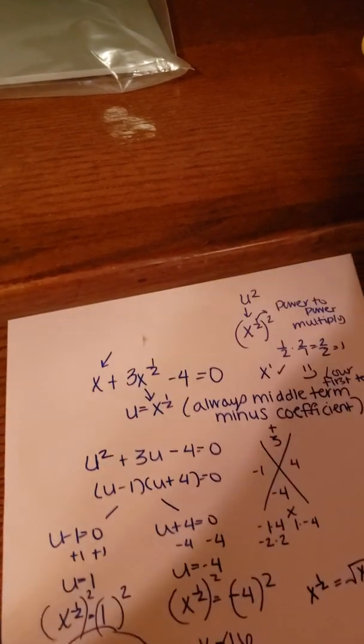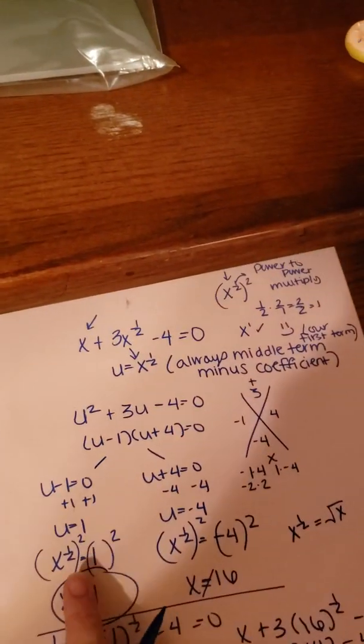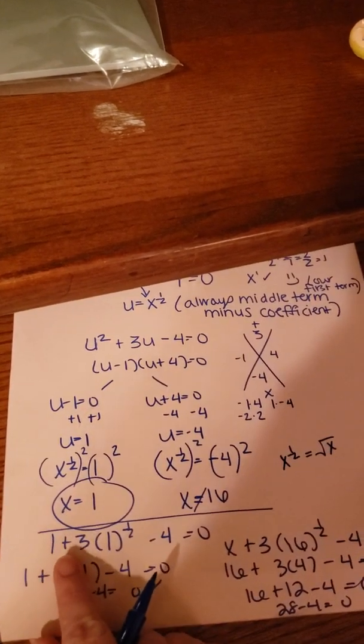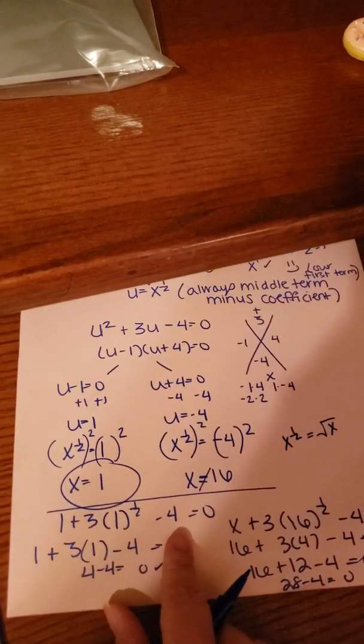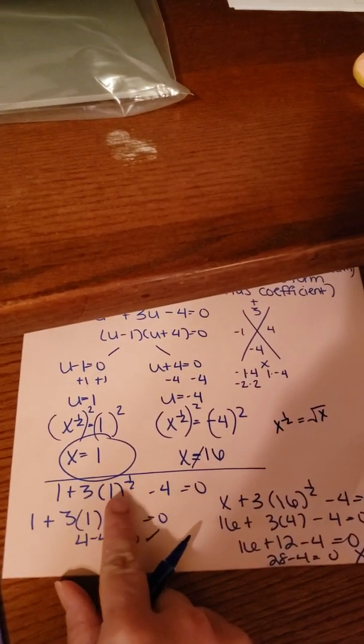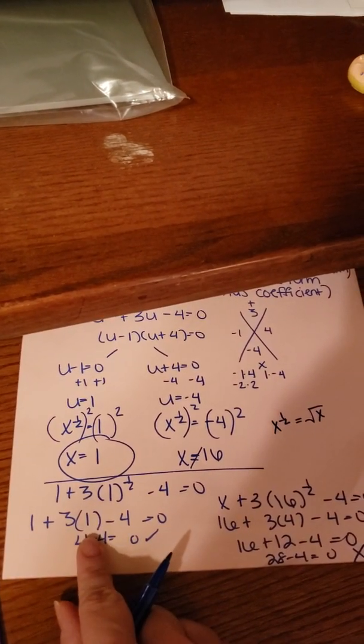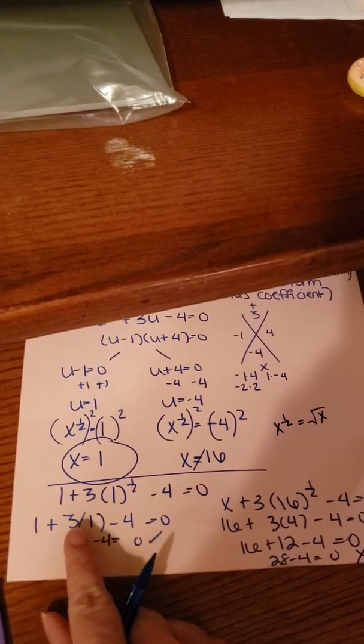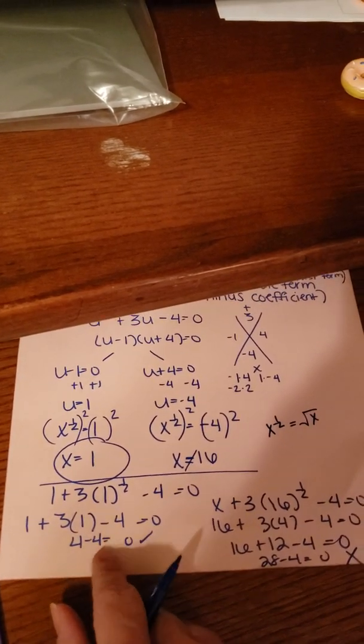So I took my 1 back to the original equation and did x plus 3x to the 1/2 minus 4 to see if I got 0. And I did. Remember, the 1/2 power is like the square root. Well, the square root of 1 is 1, okay? So 1 plus 3 is 4. 4 minus 4 is 0.